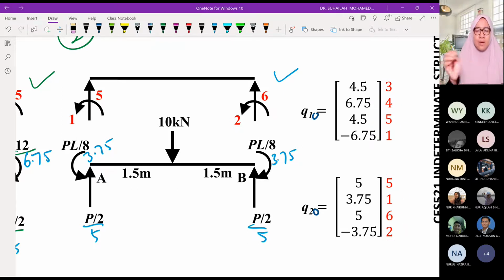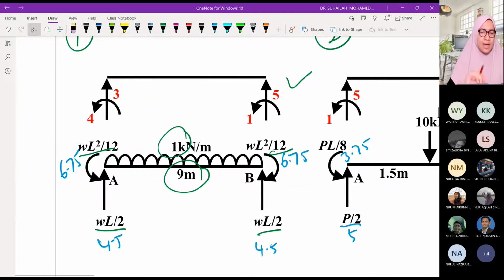So, what is the next step? Okay, for element number 1, refer back to this diagram.